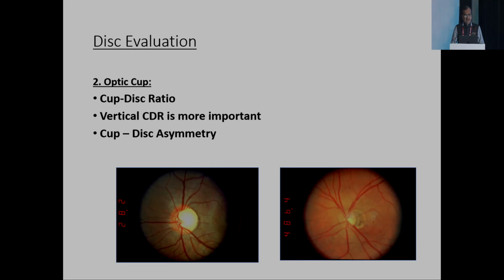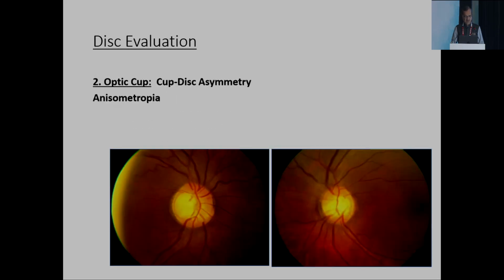The vertical cup disc ratio is more important, and then you need to look out for any disc asymmetry. The optic cup asymmetry, also you need to take into consideration the size of the disc, whether there is an anisometropia here. Obviously, on the photograph on the left, the disc is larger compared to the right.